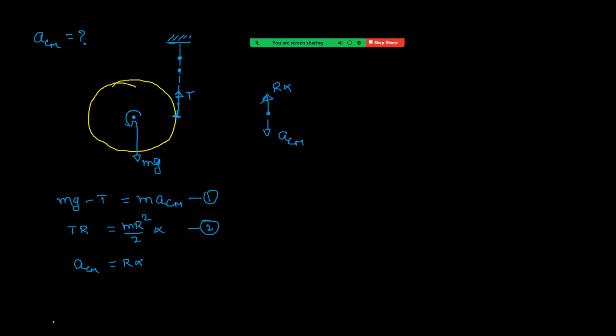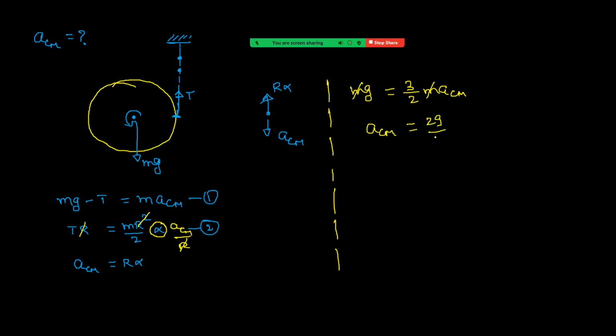In the place of alpha, I am writing ACM by R. Then R, R square, R cancel. That means in the place of tension, we can write M ACM by 2. Substitute that in equation 1. Then see what you get. Mg is equal to, in the place of tension, M ACM by 2, so the total value is 3 by 2 M ACM. Mg equals M ACM by 2 plus M ACM, 1 plus 1 by 2, 3 by 2. Mass gets cancelled. ACM is equal to 2g by 3. That is the acceleration of the center of mass of the disc.